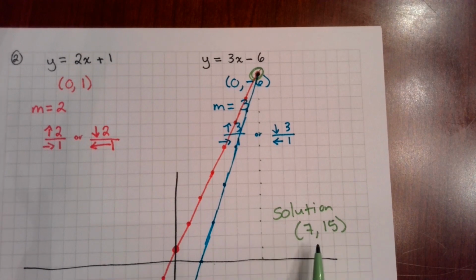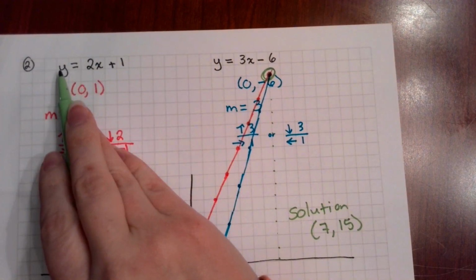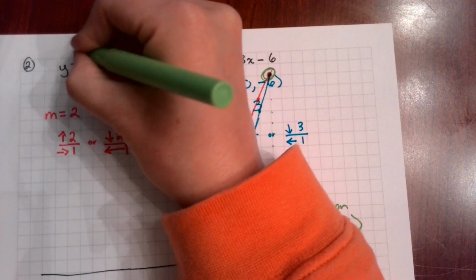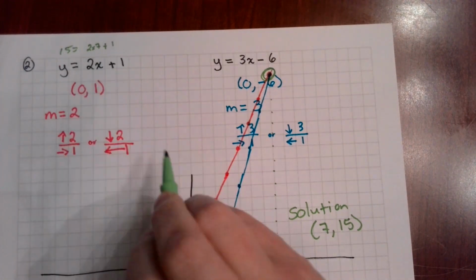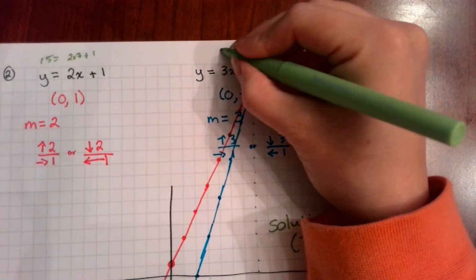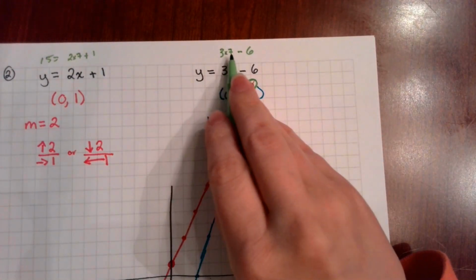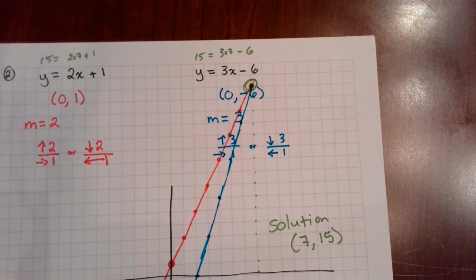And what this means is that if I plug in a 7 for the x and a 15 for the y, well, 2 times 7 plus 1 does equal 15. 2 times 7 is 14 plus 1 equals 15. Okay, then if I do 3 times 7 and subtract 6, 3 times 7 is 21 minus 6, it does equal 15. So the solution for both of them together is going to be (7, 15). All right, let's try another one.